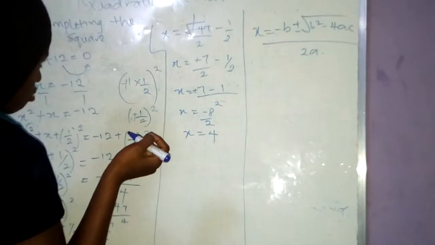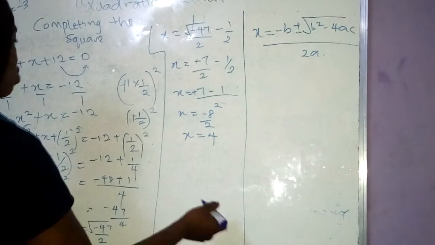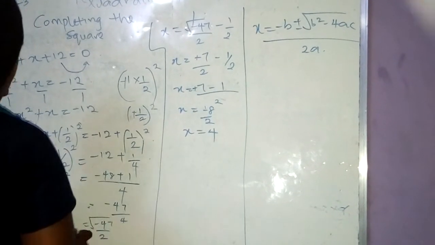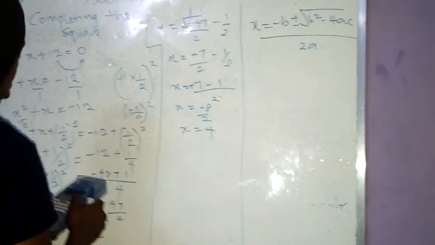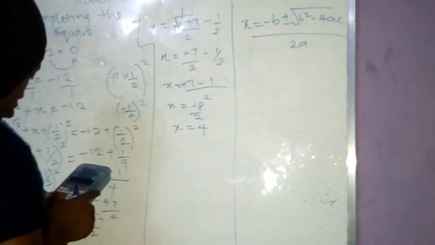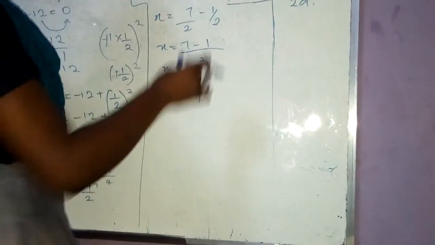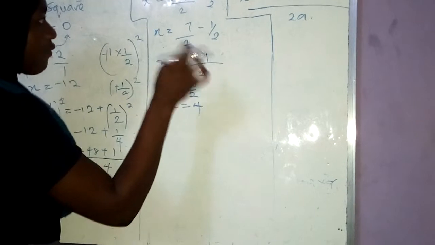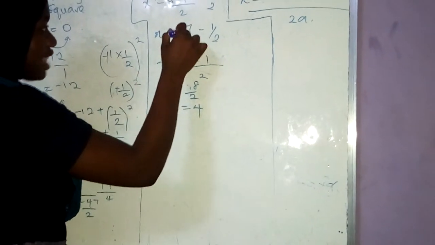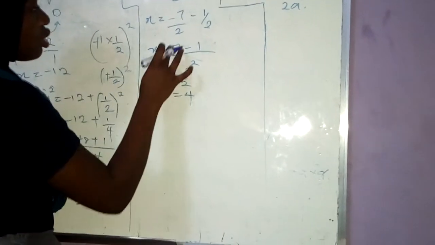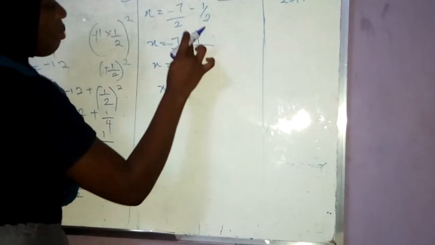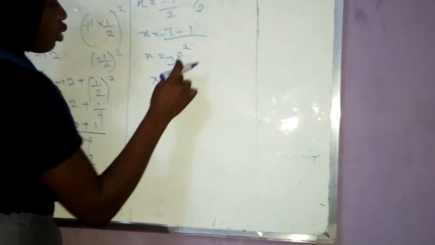Yes, 4. It doesn't accept, I don't think it accepts. No, we punch the calculator. So the square root of minus 47 is approximately 7. That's minus 7. So this one is going to be minus 7 minus 1 equals minus 8 over 2. That's equal to minus 4.